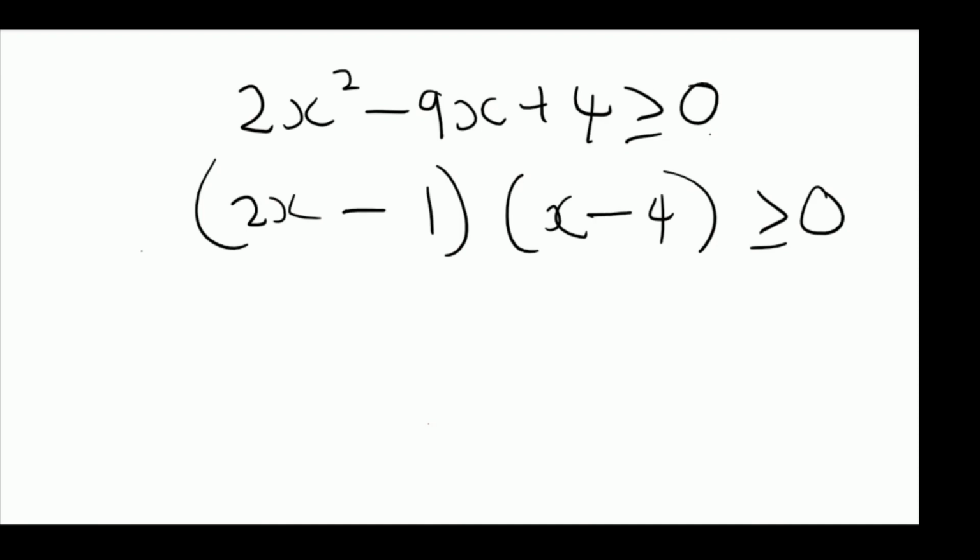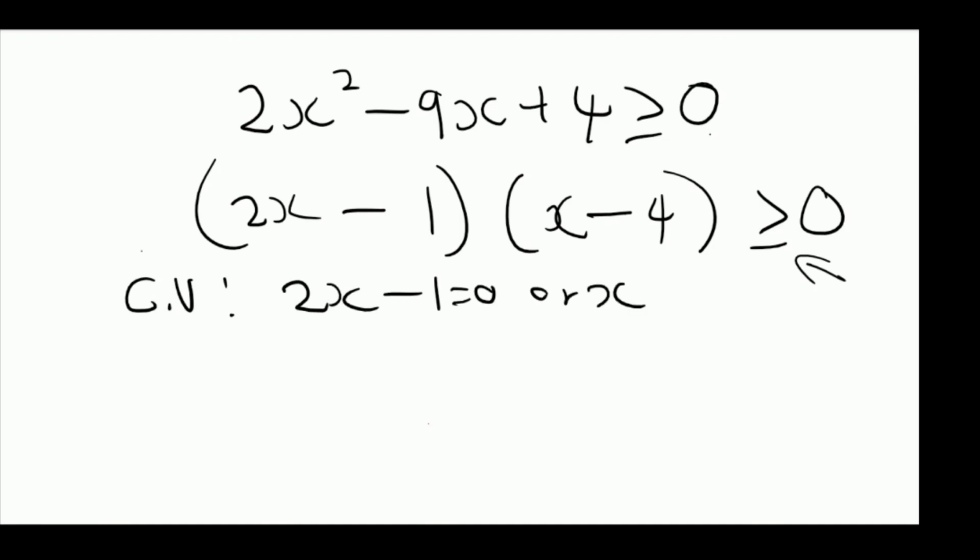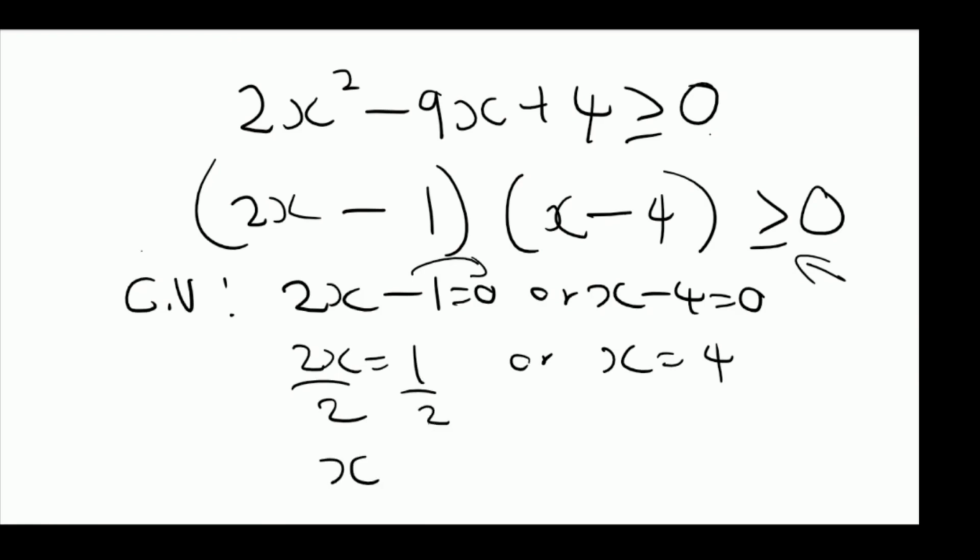Then because we have our inequality here, it means that we need to find our critical values. So it's going to be 2x minus 1 equals 0, or x minus 4 equals 0. Then you transpose the 1 to the other side. You have 2x equals 1, or x equals 4. Then you divide by 2 on both sides. You have x equals 1 over 2. So you have 2 critical values here.